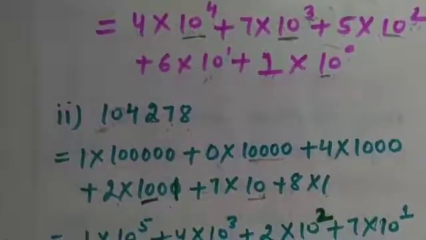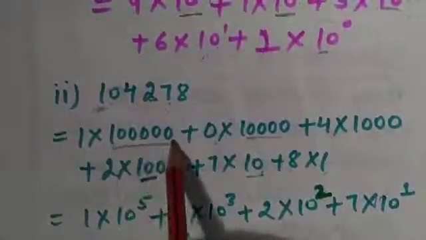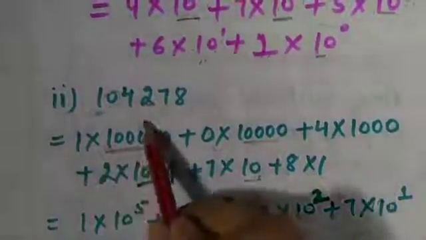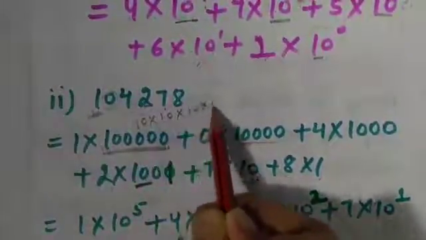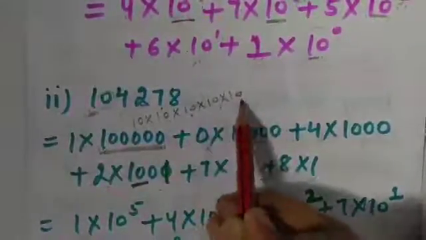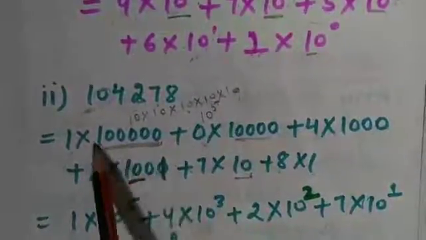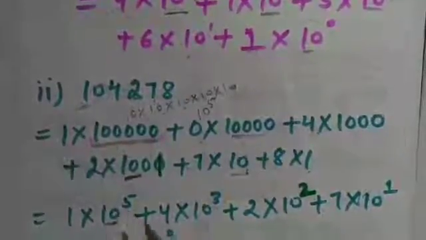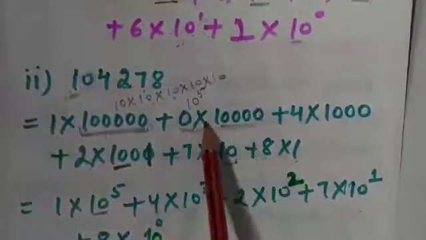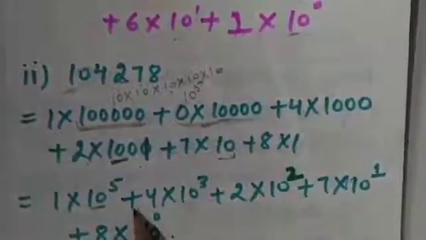Okay, now how to write this expanded form in the powers of 10? As we know, this is 1 lakh. How will you write 1 lakh? You will get 1 lakh when you multiply 10 five times. Because 10 into 10 is 100, then 1000, then 10,000, then 1 lakh, and this can be written as 10 to the power 5. So here, in place of 1 lakh, I have written 10 to the power 5. Here it is 0, so it will be 0. So I am leaving this one, I am not writing it in the powers of 10.